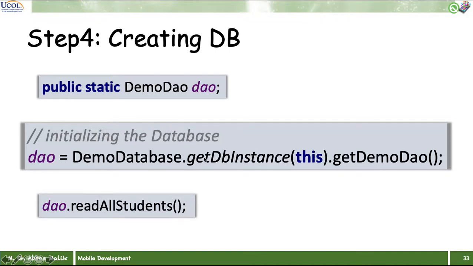And inside that database object, we have the get demo DAO method, which is an abstract method defined in this class, which has been implemented by the Room framework, and it will return me the DAO interface object. That is what we are initializing in this variable, a public static demo DAO object. Using that DAO object, we can call any method which we have defined in this data access object. So in this way, we can insert, update, delete, read, query, and do all those database operations.